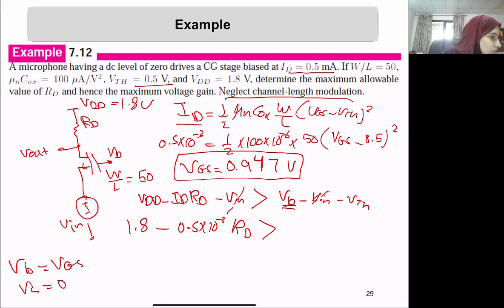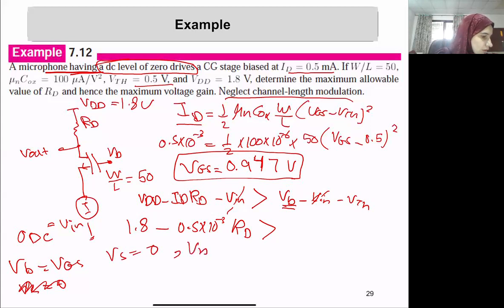Why? Because VS equals 0. How did I know this? Because of this sentence here: the input is coming from a microphone and has a DC level of 0. Therefore, we are considering the input at 0 DC level, so this Vs is equal to 0. And therefore, Vb equals 0.947 minus V threshold, which is 0.5.